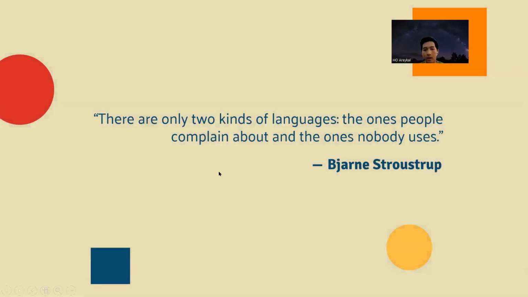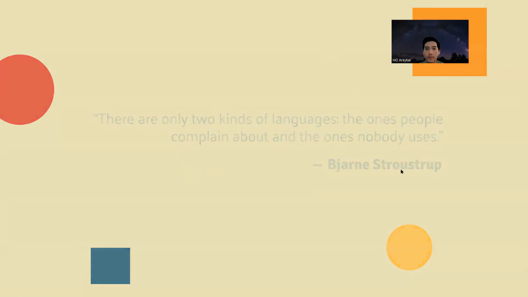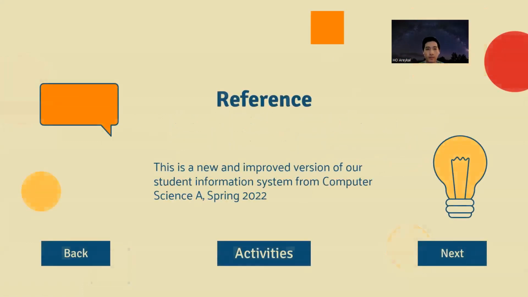To end our presentation, we have a quote from the C++ creator: there are only two kinds of languages, the ones people complain about and the ones nobody uses. And here is the reference of our project. It is a new and improved version of our student information system from Computer Science A, Spring 2022. The link to the past project will be provided in the comment section of our discussion.